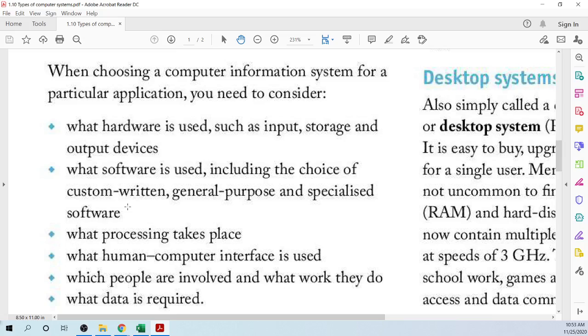So, for example, say for instance someone is working in an office, what type of software would they need? This is a question for you guys. We have the types of software there: custom written, general purpose, and specialized. A person working in an office, what type of software do you think they would need?